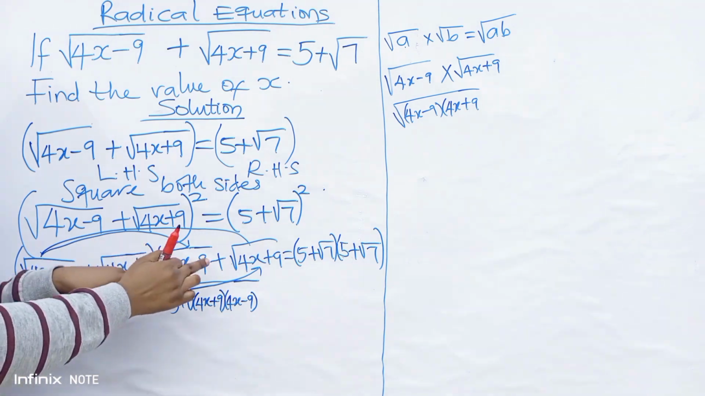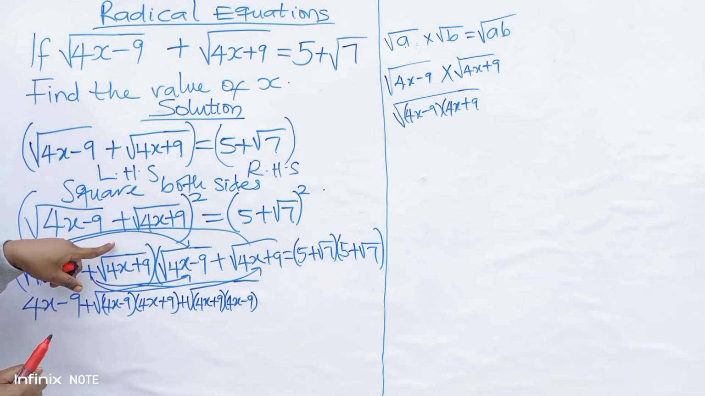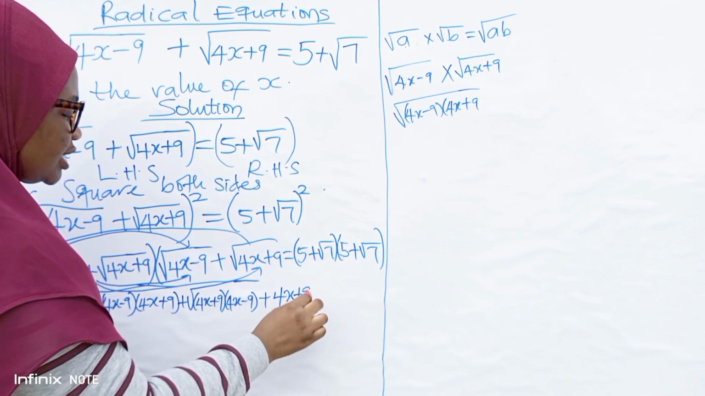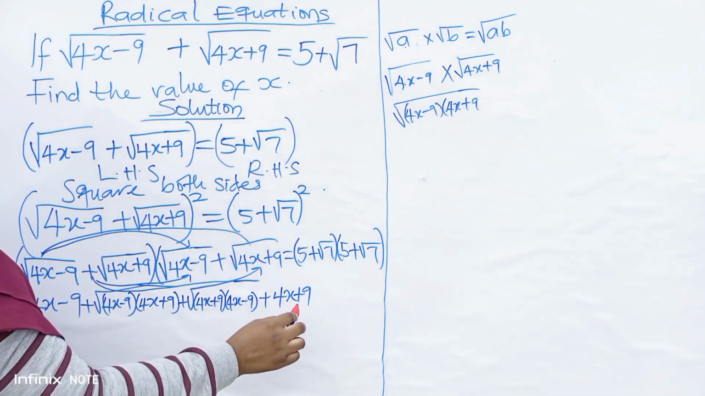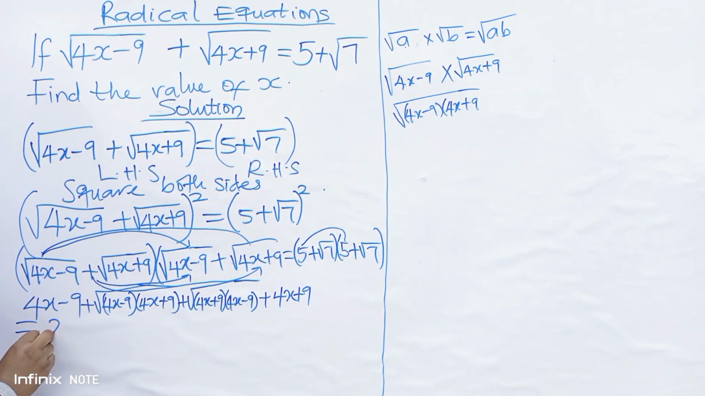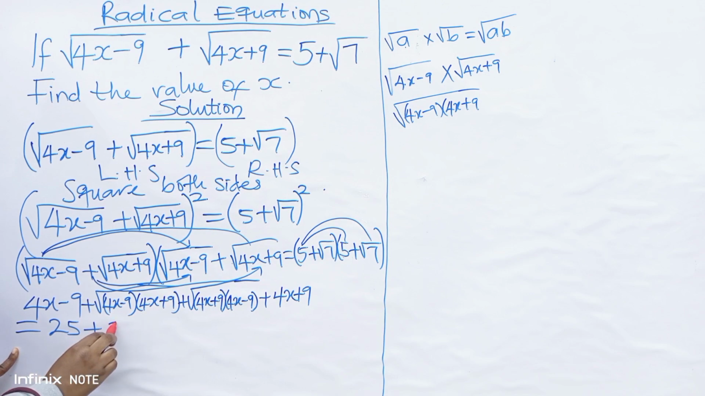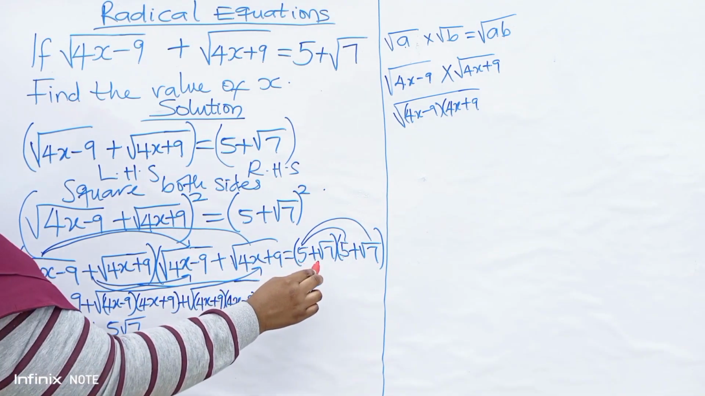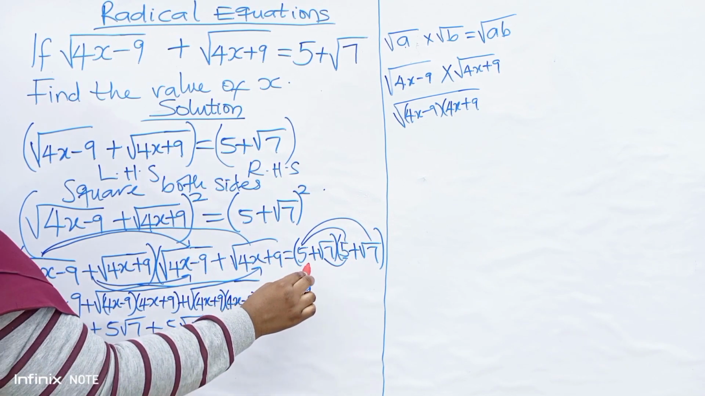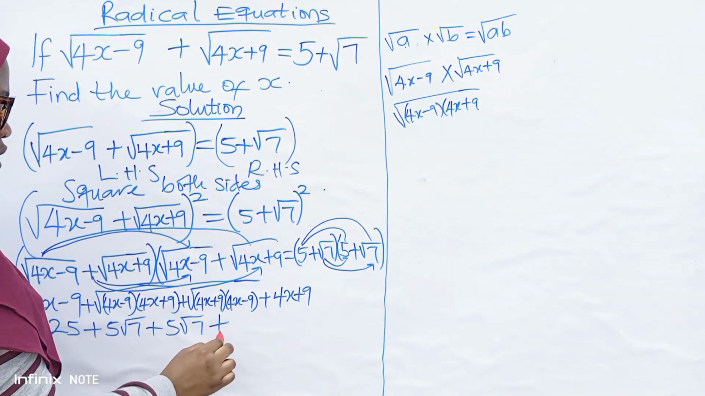You can see that they have the same base now. They have the same expression inside. So what are we going to do? That means the roots will cancel each other and we are going to write the expression inside. So is equal to 5 multiplied by 5, 25. 5 multiplied by root 7 plus 5 root 7. Now 7 multiplied by root 7 plus 5 root 7 plus root 7 multiplied by plus root 7. They are having the same base. So it will be plus 7.